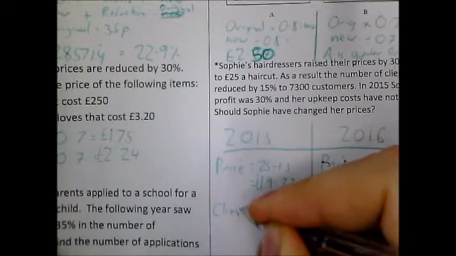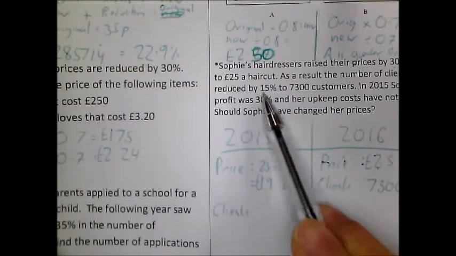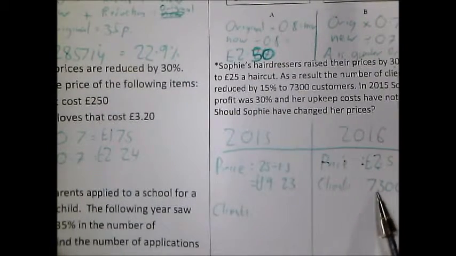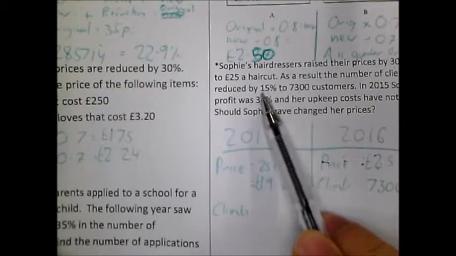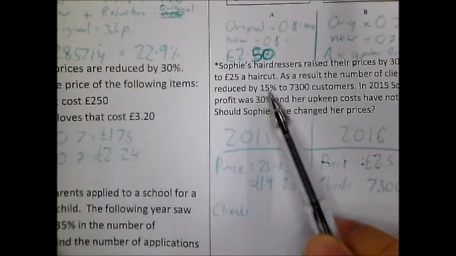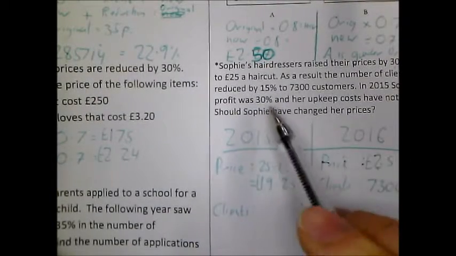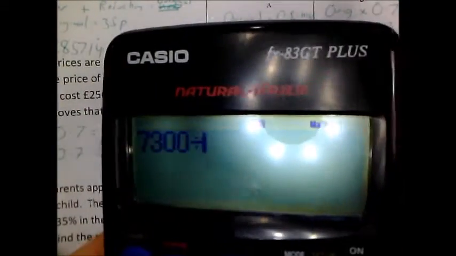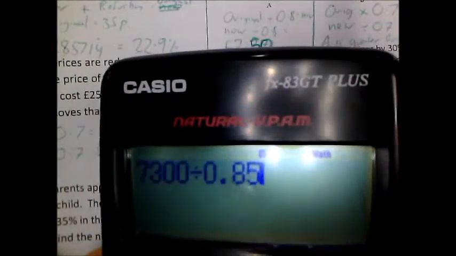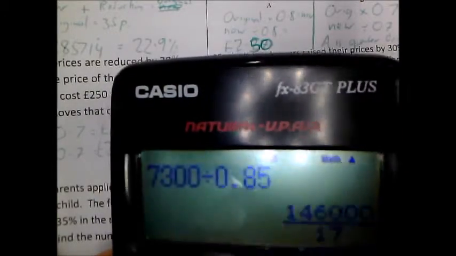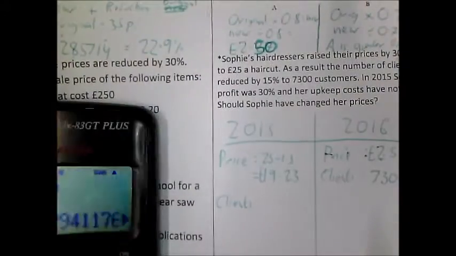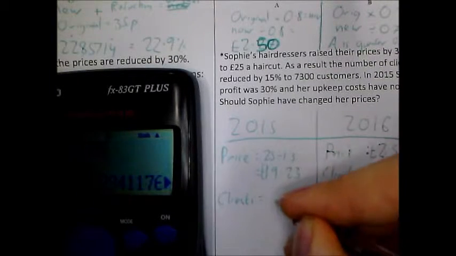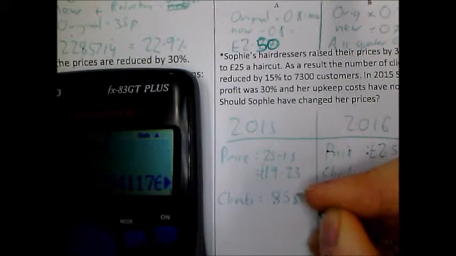Okay, for her clients, we know that after a 15% reduction, it was this. So this is our new amount. So if it reduces by 15%, then there would have been 85% remaining. So the new amount divided by 0.85. So 7,300 divided by 0.85. So that's now 8,588 clients.